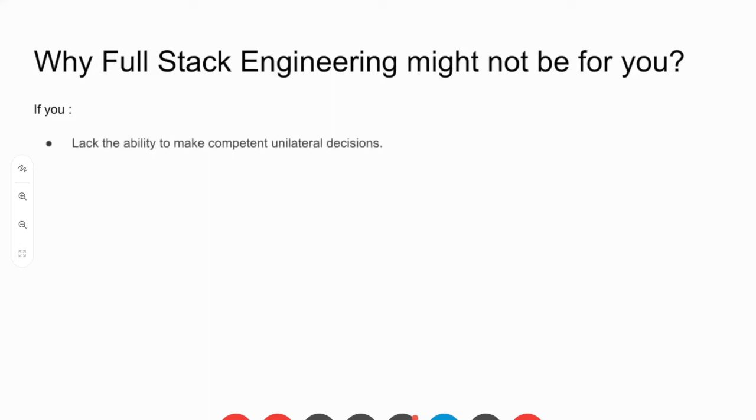So if you lack the ability to make competent unilateral decisions, what does this mean? If you lack the ability to think of a solution end to end, if you're not able to think in that direction, like if you design a product, how the look and feel of the product would be, how the backend would get stitched together, if you lack the ability to take decisions end to end, full stack engineering might not be for you.